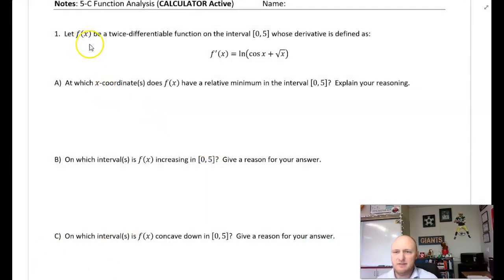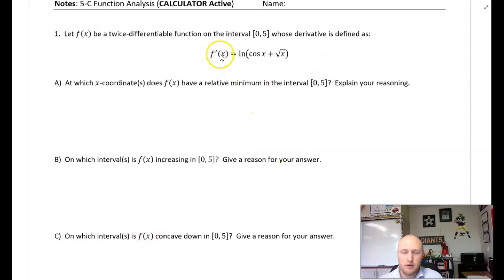I'm going to look at our first example here. It says, let f of x be a twice differentiable function on the closed interval 0 to 5, whose derivative is defined as f prime of x equals natural log of cosine of x plus the square root of x. Okay, this is a gnarly looking function, and I do not want to analyze this by hand. So I'm going to want to either define this in my calculator or graph it.